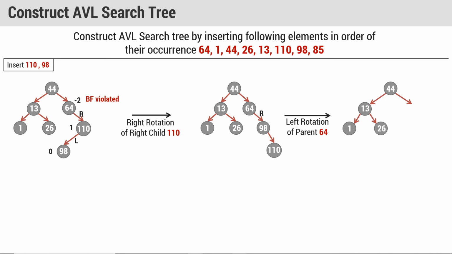Now the last node, that is 85. If we want to insert this 85, then it will be inserted on the right side of 64. Now again we check the balance factor, that is 0, 0, minus 1, 0, 0, 0, minus 1. So this is already a balanced tree. So this is the answer, the AVL tree for the given data. So using this data, this is the way we can construct the AVL search tree, or we can say a balanced tree. Thank you.